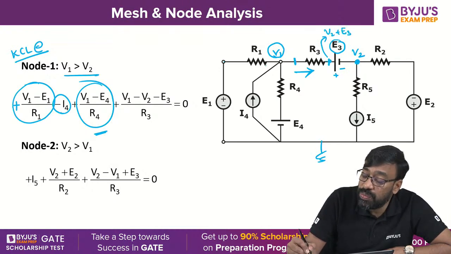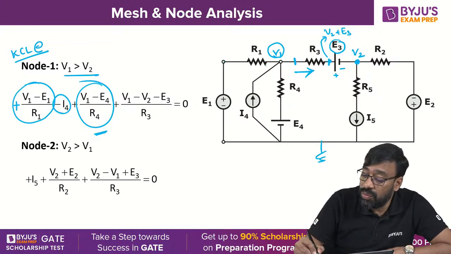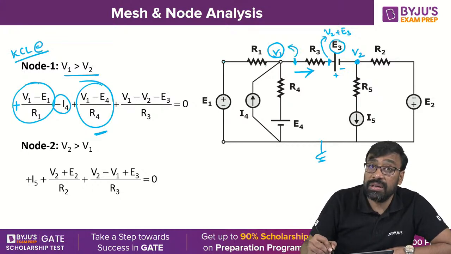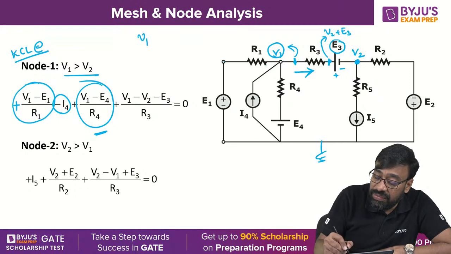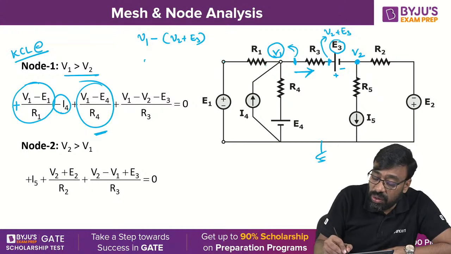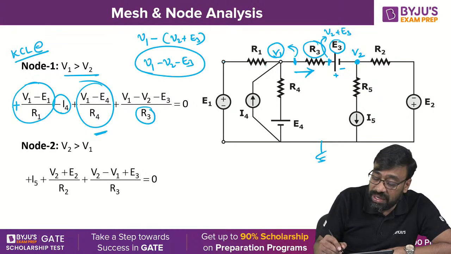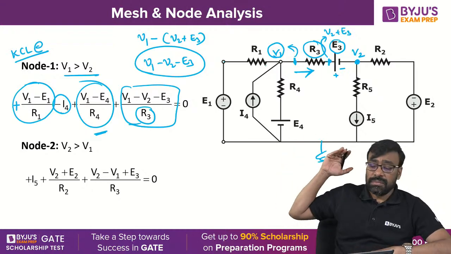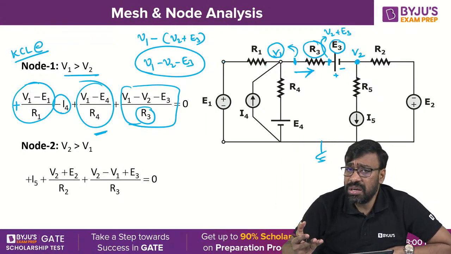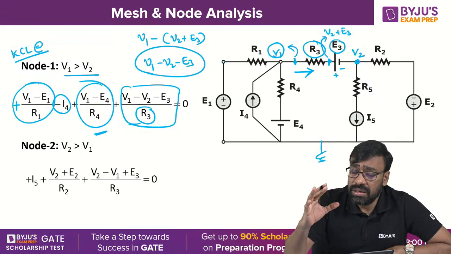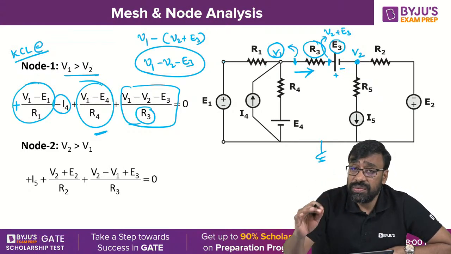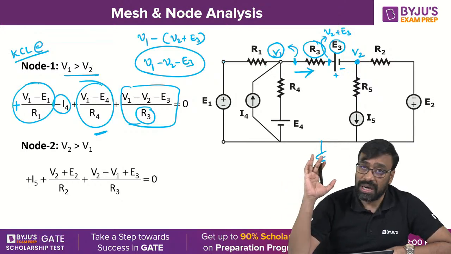The voltage at this point is what? V2 plus E3. The voltage at this point is what? V1. What is the net potential difference? V1 minus V2 plus E3, that is, V1 minus V2 minus E3. That is the potential difference across R3, and divided by R3 it will give you the current flowing through that particular path. How you remember is your problem, but this is how you get V1 minus V2 minus E3 by R3 as the current flowing in that particular path.